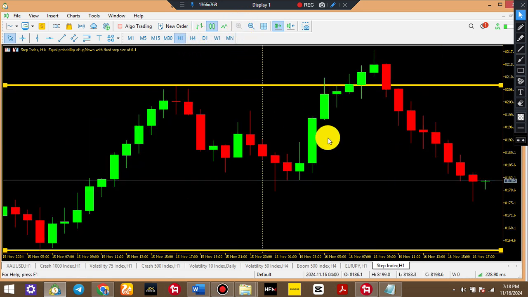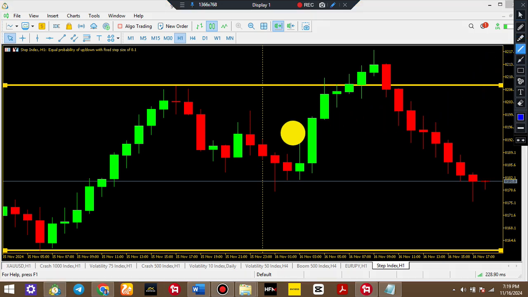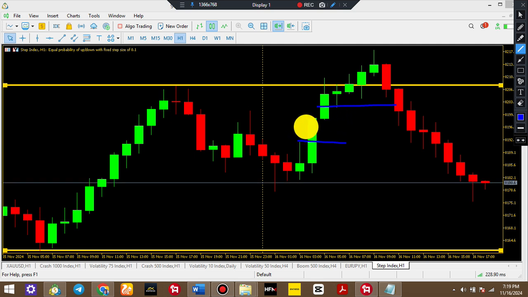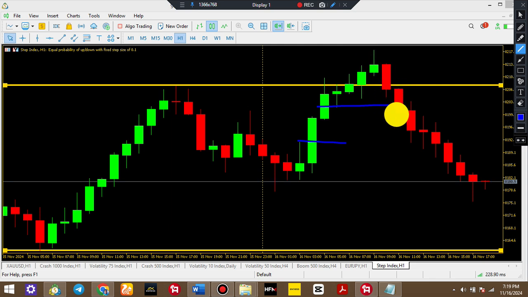You will notice that when price took out this high, your internal liquidity is the fair value gap. If we are to mark the fair value gap, it was this last candle here and this candle here that didn't have any intersection. Price didn't at any point connect them. So this is where we have our fair value gap. After taking out the external liquidity, we expected price to fill up to this level.